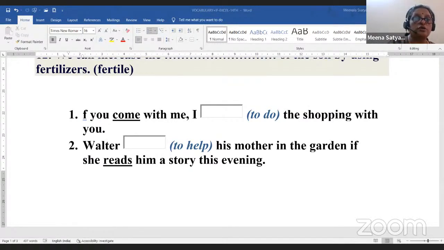So that is the thing. In that case, you will have to be a little careful. If it is "will help" here, it will automatically be simple present tense over here. So you should be aware of this thing. That's what I wanted to tell you. Let me underline this.